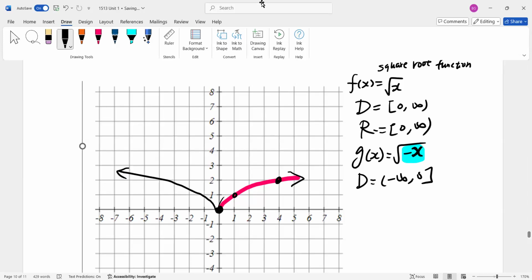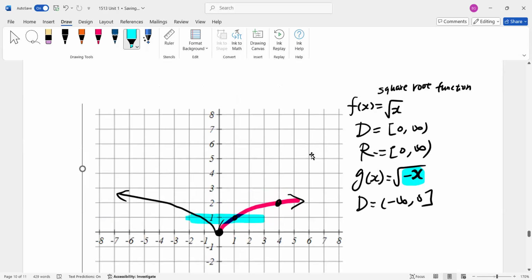It is flipped with respect to the y-axis. In order to have the same y value, x has to be the opposite of the original value, right? So x cannot be positive anymore, it has to be negative. That's why you flip over the y-axis.